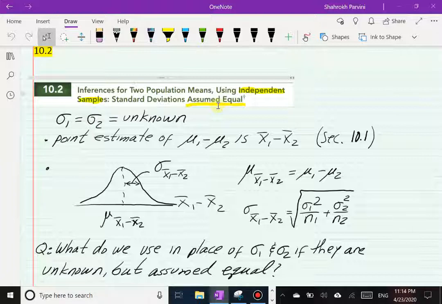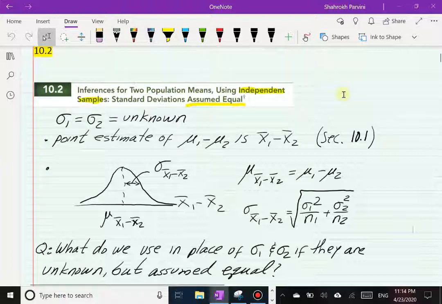In section 10.5, which we'll go after this, we'll actually look at the case where the assumption of independent samples is removed, and we'll see how we can address that in section 10.5. But in this section, the assumption is that the two samples are independent.